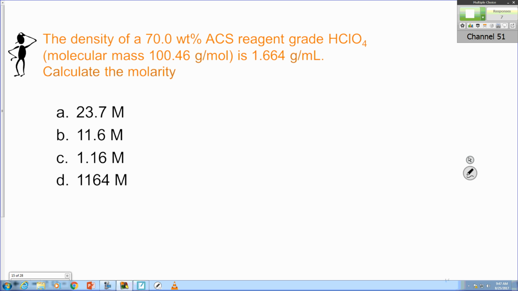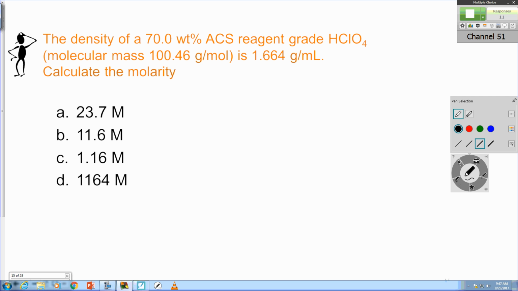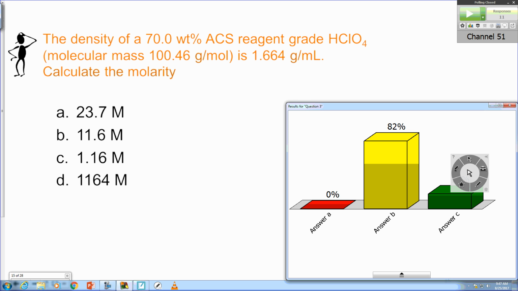No, still a couple more. Last one. Yeah, we're all in. Let's see what we got. So the majority of you, 82%, say it's answer B.